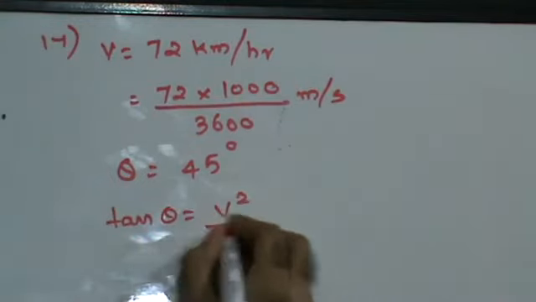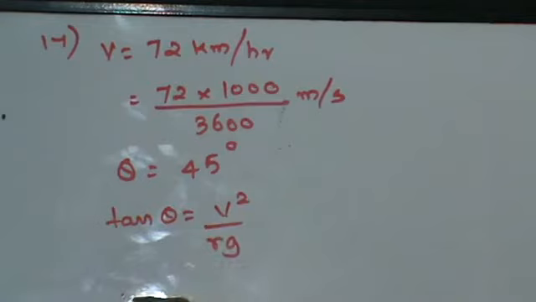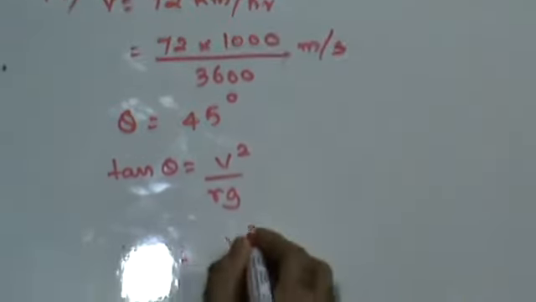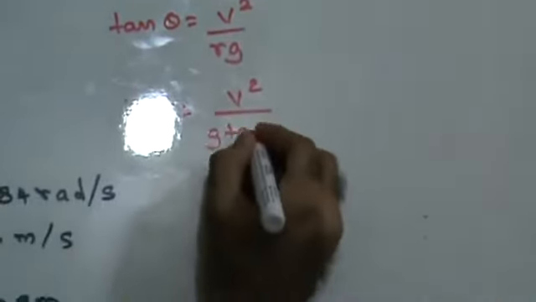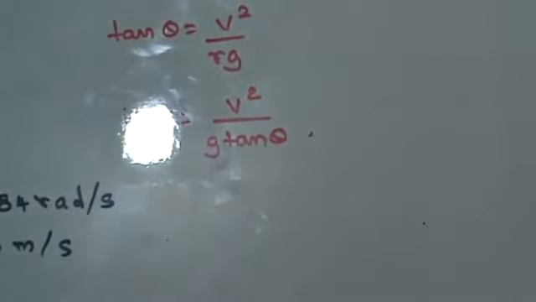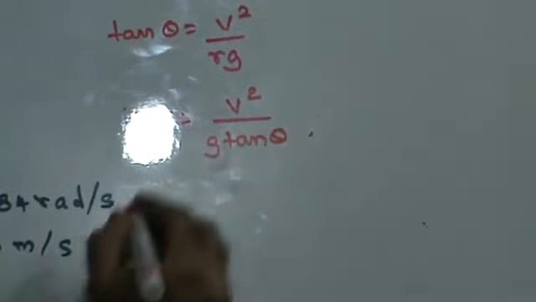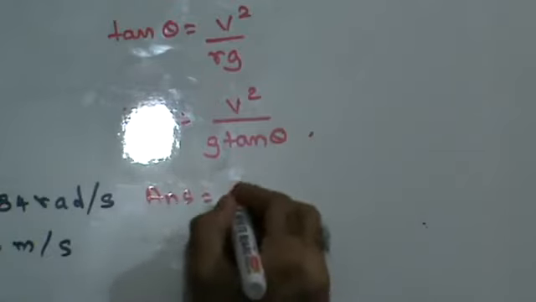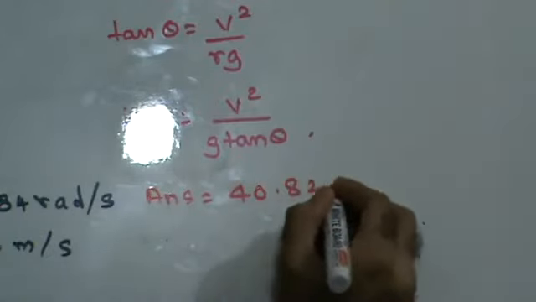Tan theta is V square by Rg. Therefore, I can say R is V square upon g tan theta. I'll come to know my radius of the track. The answer for this should be 40.82 meters.